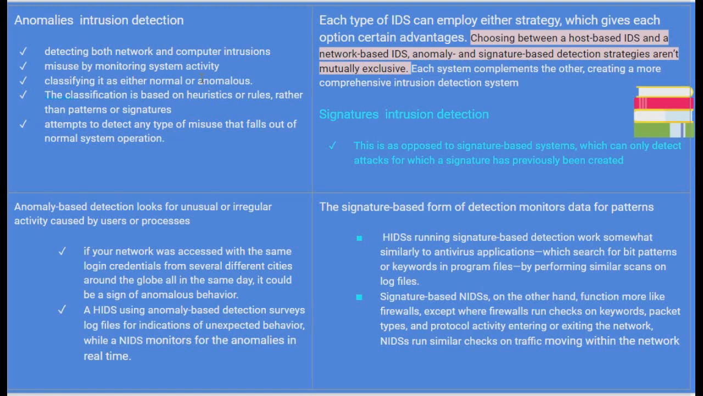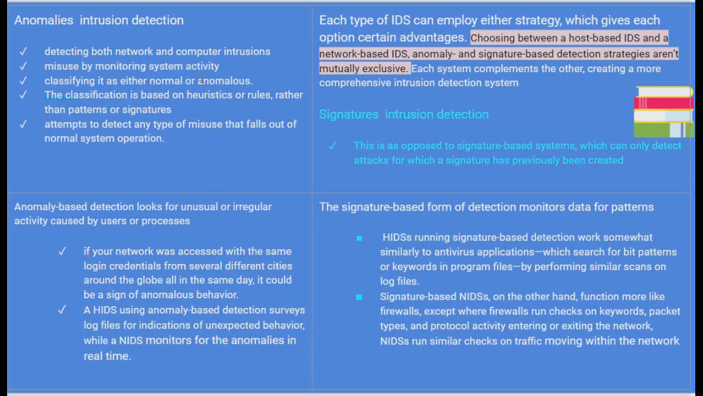Anomaly based detection looks for unusual or irregular activity caused by users or processes. If your network was accessed with the same login credential from several different cities across the globe on the same day, it could be a sign of anomaly. So it just flags it.